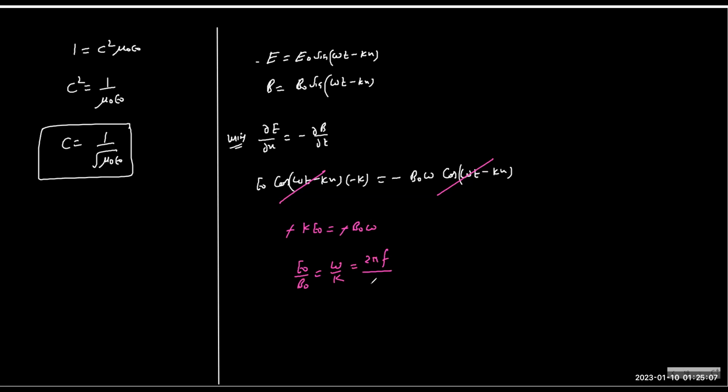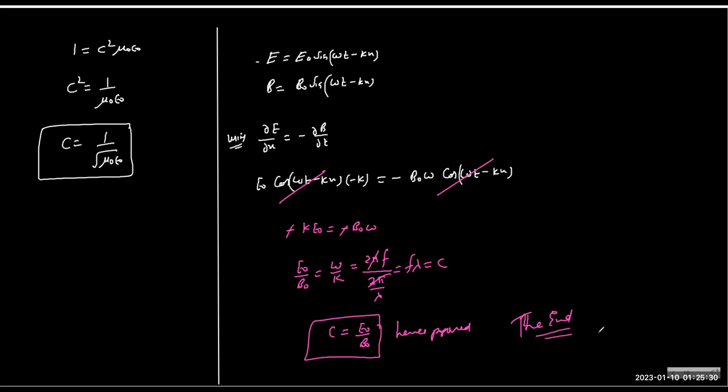Omega is 2 pi f, k is 2 pi by lambda. f lambda by definition is called c. So c equals E naught by B naught. So this chapter is over. I have proved everything, the Maxwell equation. Now we can do the problem.